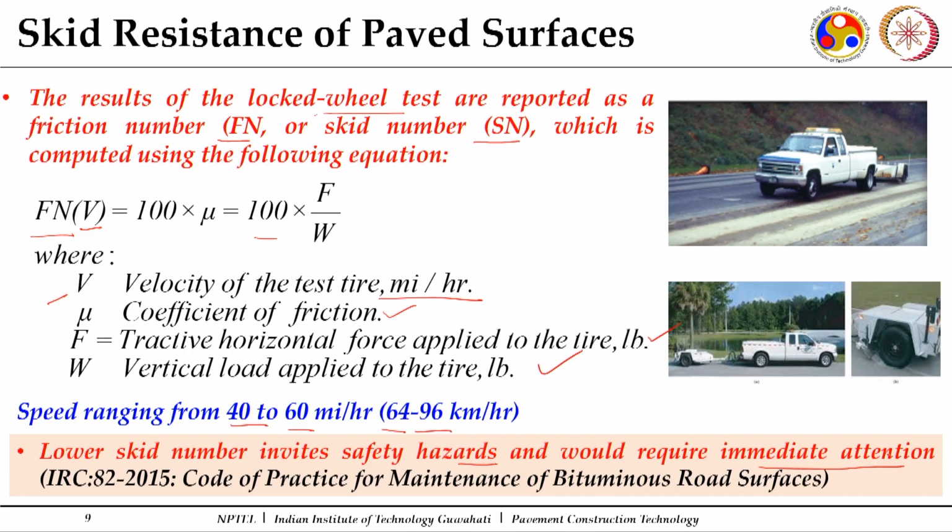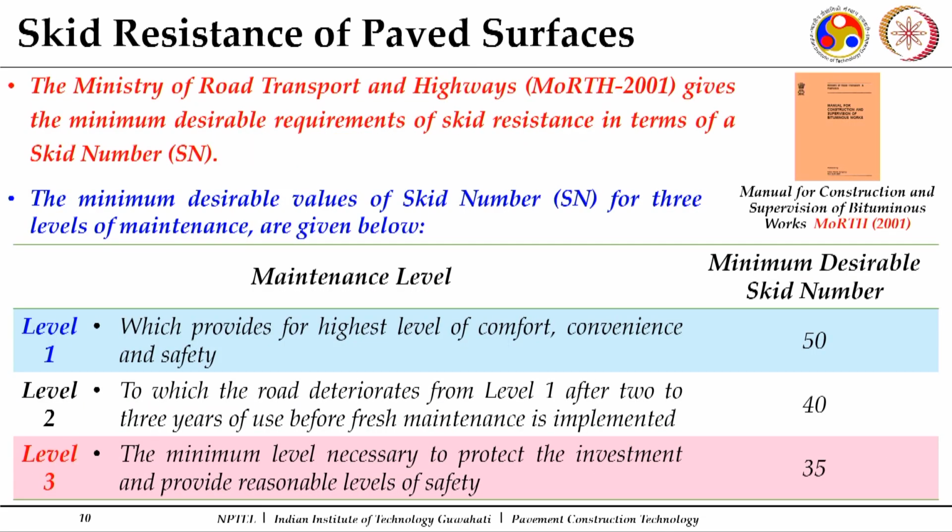On the basis of the skid numbers, even our manual for construction and supervision of bituminous works says we can decide about the maintenance levels on the basis of the skid number or friction number. So, the minimum desirable values of skid number for 3 levels of maintenance are given below. You can see level 1, which provides the highest level of comfort, convenience and safety, when the skid number is a minimum of 50.